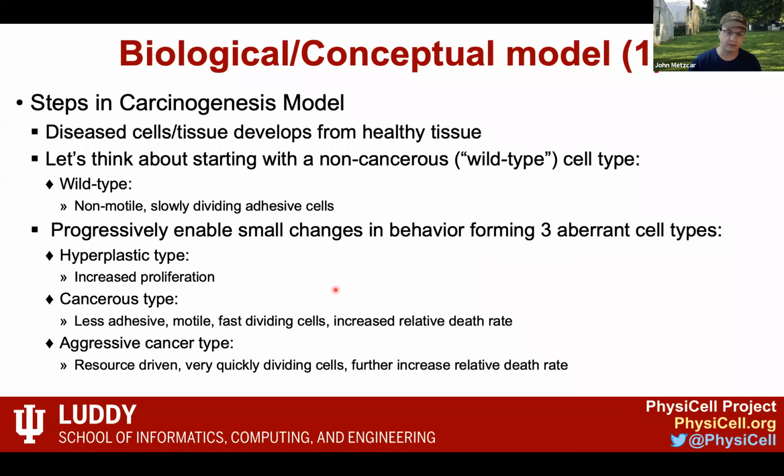It's faster dividing, and also it suffers from an increased relative death rate because it may be lacking the checkpoints, the stopping that a typical cell would have. And then an aggressive cancer type that is resource seeking, resource driven, and very quickly dividing with a further increased relative death rate.